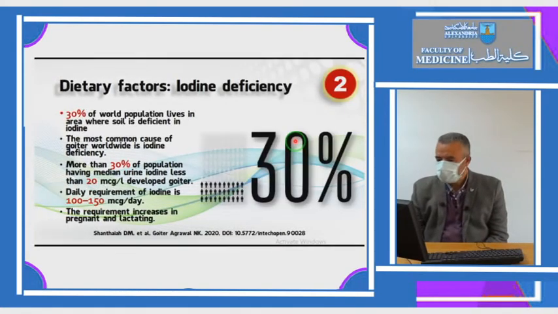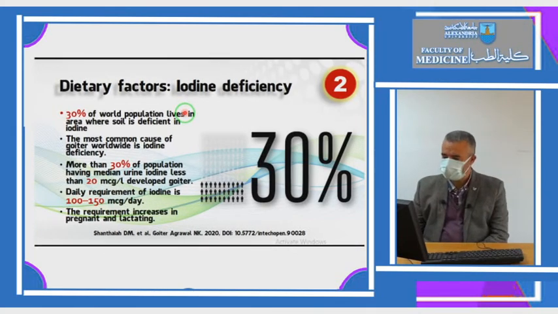The second important cause would be iodine deficiency. Actually, 30% of the world population lives in an area that is considered to be iodine deficient. Iodine deficiency is the most common cause of goiter worldwide. More than 30% of a population having iodine deficiency would develop a goiter. The daily requirement of iodine ranges from 100 to 200 micrograms per day, and this requirement increases during pregnancy and lactation.